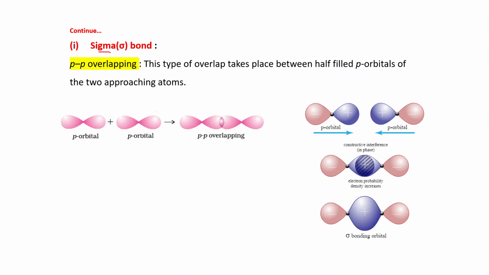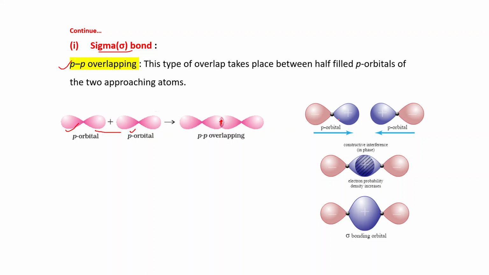Now again, formation of sigma bond by p-p overlapping. Now in this case, p orbital of one atom is overlapping with the p orbital of another atom, and this overlapping is taking place head to head. Okay, and this is overlapping, partial merging of these atomic orbitals.